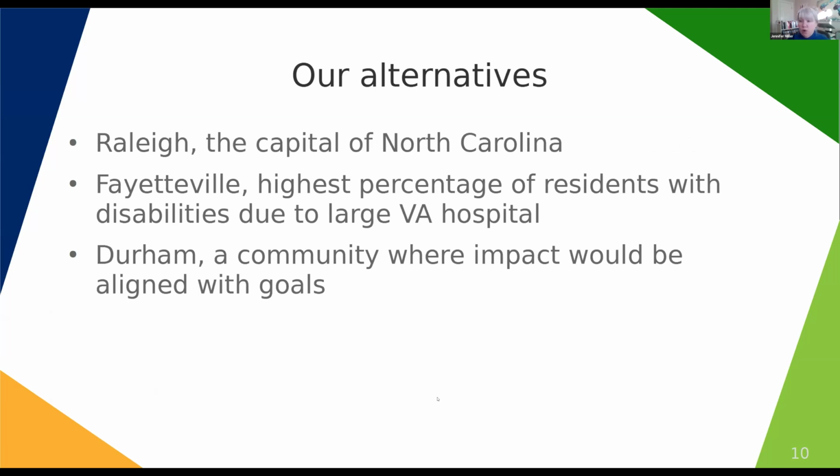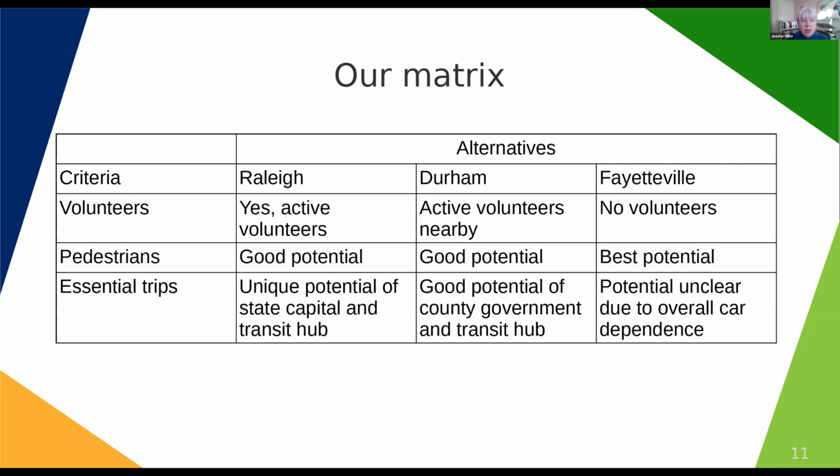We asked around through our members and other contacts, said, well, where do you think we should map? And suggestions were Raleigh, the state capital, Fayetteville, the city with the highest percentage of residents with disabilities due to their large VA hospital, and Durham, another community where we felt the impact would be aligned with our goals. So we set up our matrix and described each alternative based on the criteria. We were able to keep these pretty high level this time, but you can go more in depth if you need to and have the data available.